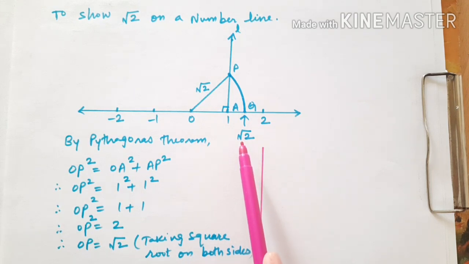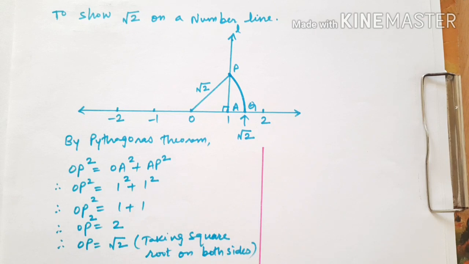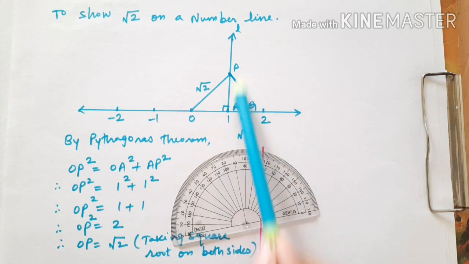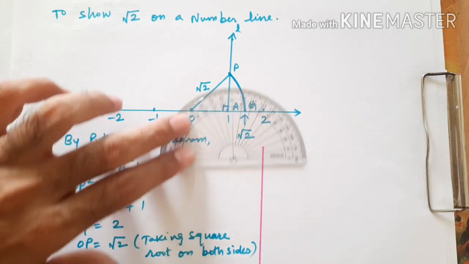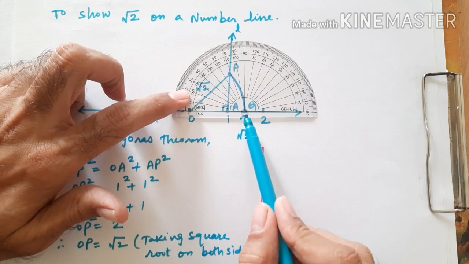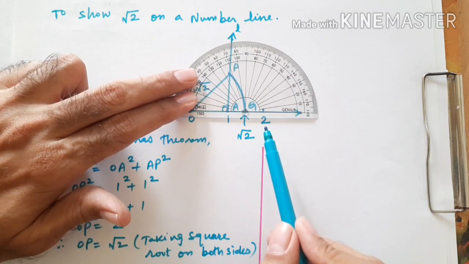Now we have to learn how to show square root of 3 on this number line. For that we will continue with this picture. So what we will do, we will draw a perpendicular ray at this point Q. We will draw a perpendicular ray here with the help of this protractor. We will keep the center point here at point Q and draw a perpendicular ray.